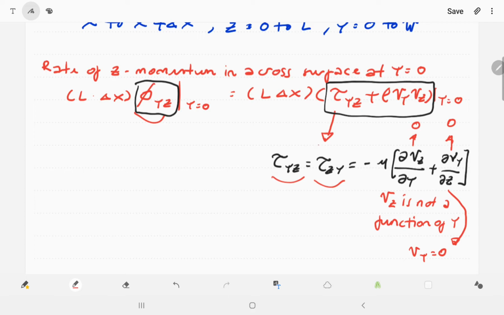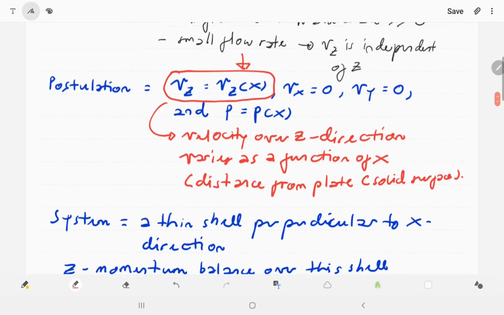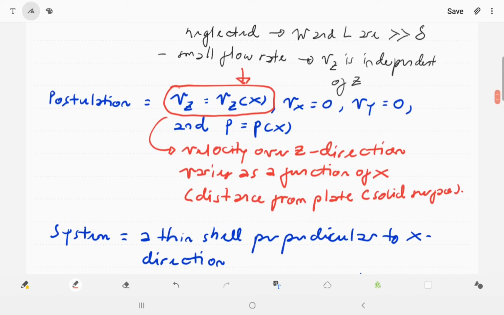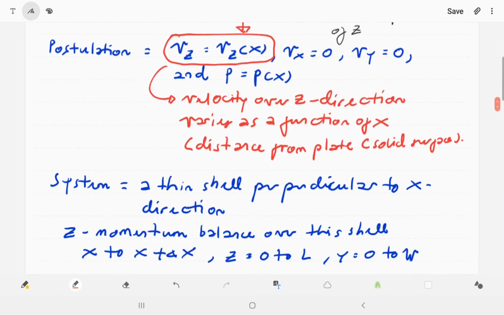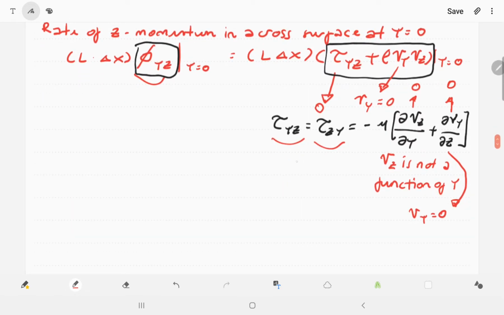So this one will be equal to 0. And then this particular term, rho Vy Vz, will be equal to 0 as well because this Vy is equal to 0. So go back again and look at the postulations. This postulation is very important and it will tell you everything. After these derivations, you can see that this tau yz is equal to 0.